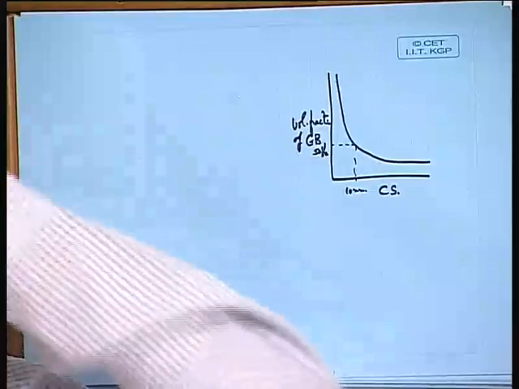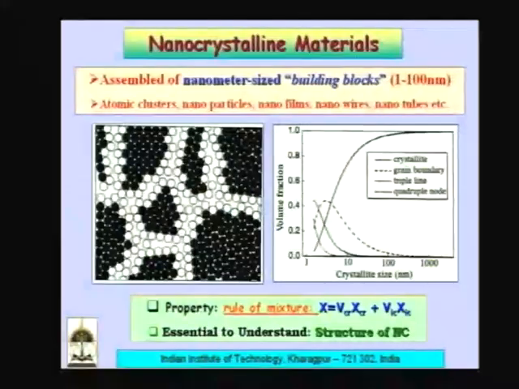Okay. You see here we have plotted the grain boundary volume fraction, the triple lines volume fraction, and the quadruple nodes volume fraction. All of them give you an idea that, for example, if you look at the grain boundary, it reaches almost about 50% when you reach below about 10 nanometers, around 5 nanometers or so. Okay. How do we calculate this?